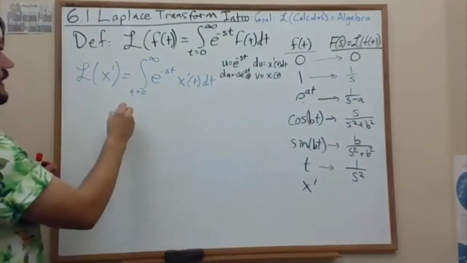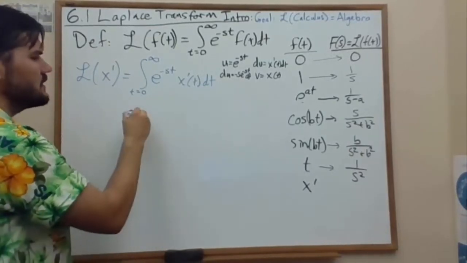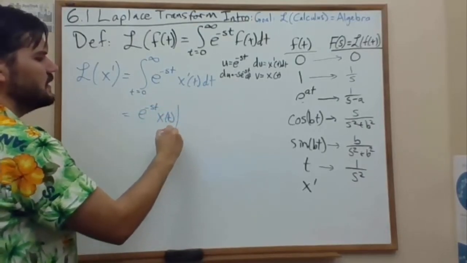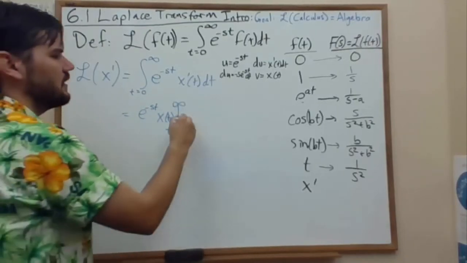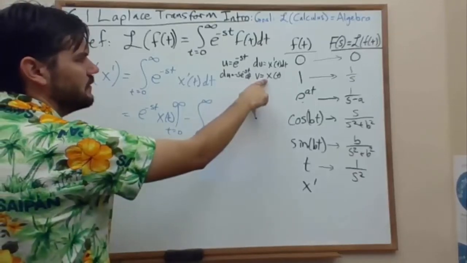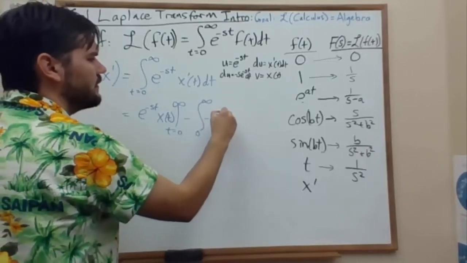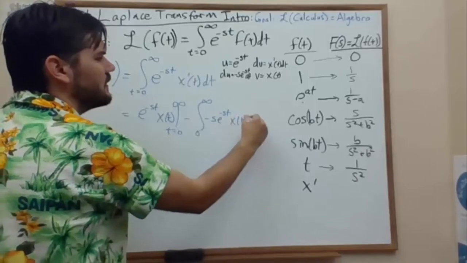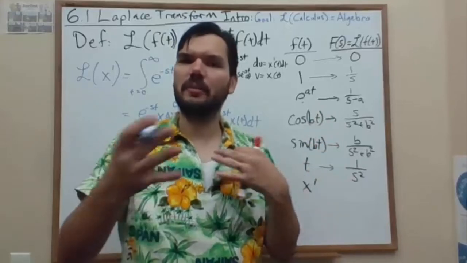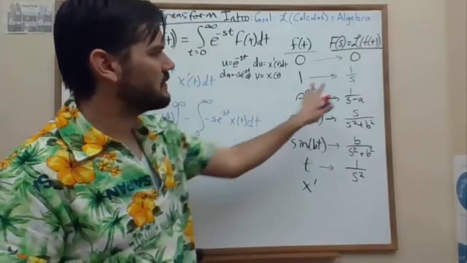So reducing it by integration by parts, we first have the product of u times v, which is e to the negative st times x of t from t equals 0 to infinity, minus the integral from 0 to infinity of v du, or negative s e to the negative st times x of t dt. And just like when we transformed t, we're going to look for patterns in the limit comparing our function and the exponential, and then look for patterns in the integral to write it as a transformation of something we already have.